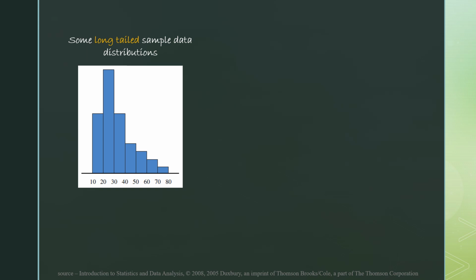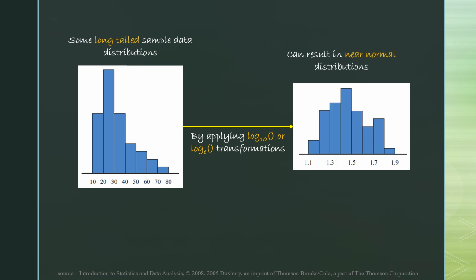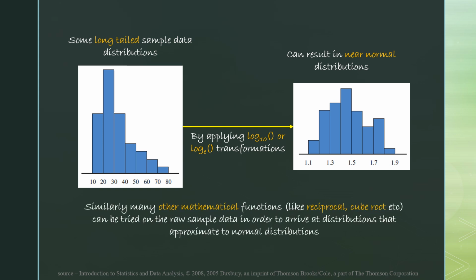Some long-tailed sample data distributions, by applying log 10 or log e transformations, can result in near normal distributions. Similarly, many other mathematical functions like reciprocal, cube root, etc. can also be tried on raw sample data in order to arrive at distributions that approximate to normal distributions.